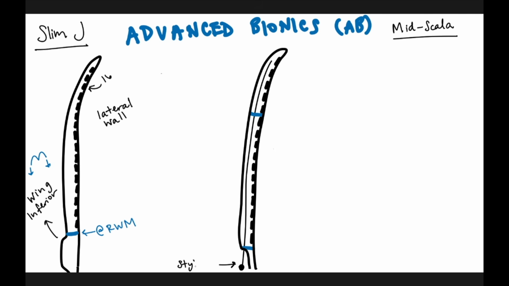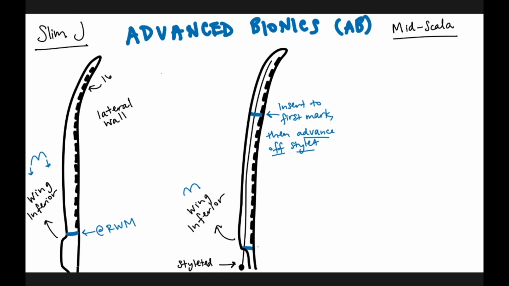This is a styletted electrode. It also has a wing, though it has a slightly different shape, which should also be oriented inferiorly during insertion. This electrode has two blue lines. You insert the electrode through the round window to the first blue line. Then grip the stylet and advance the electrode off the stylet until the second blue line reaches the round window.